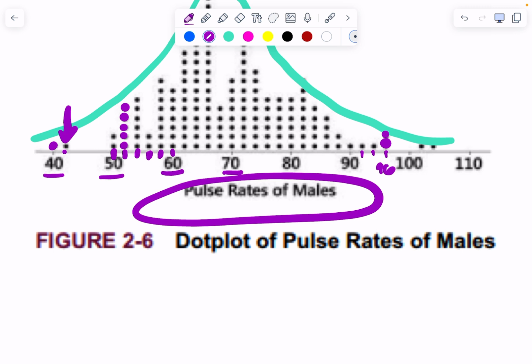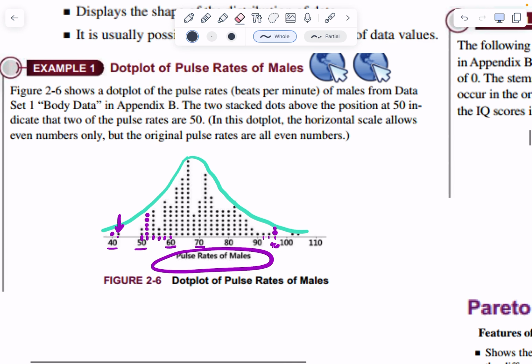Yes, ma'am. Since all of these are even, do you think that they cheated and multiplied? They probably did the whole like only taking your pulse rate for 30 seconds and multiplying by 2. Yes, that's exactly what they did. Okay, so we can gather that information from the graph. Exactly. Perfect. Awesome. Okay, so that is a dot plot.